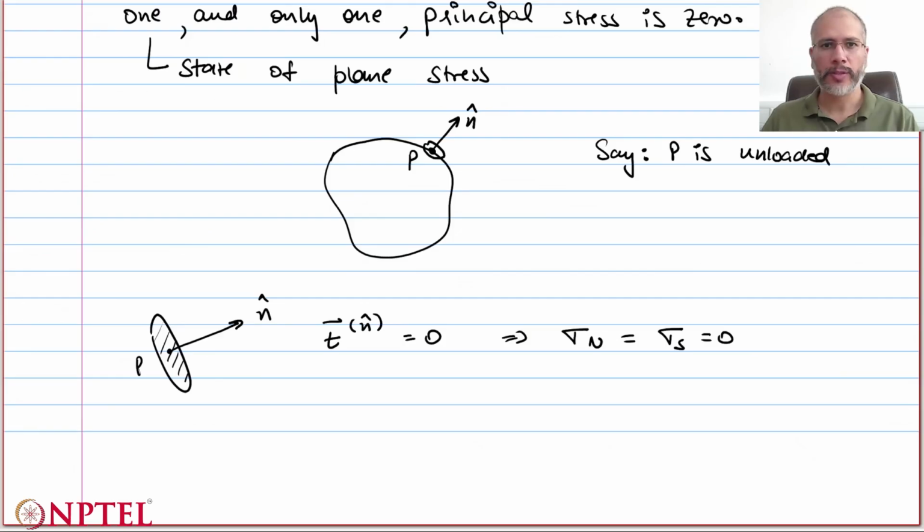Now, in this case, the surface we're talking about is not a hypothetical surface. It is an actual periphery of the body because the point P lies on the surface. So this plane that we have drawn here is an actual plane with an outward normal n hat depicting the actual surface of the body. So in this situation, we call this surface the unloaded surface or the free surface.